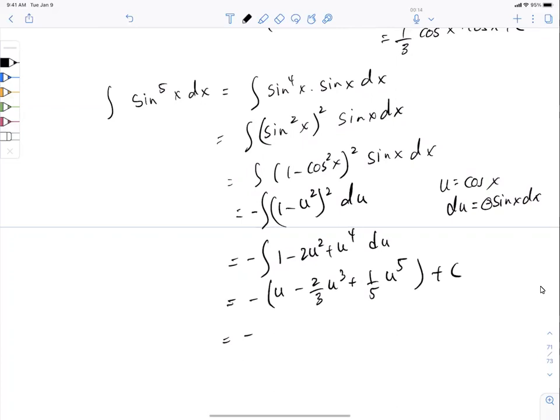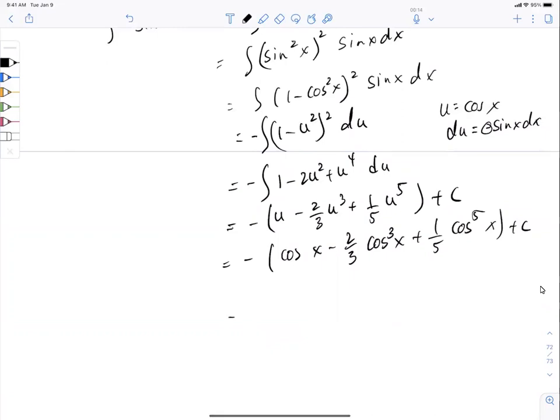And don't forget to go back and plug in your u equivalent, which is cosine. If you want to make the adjustment for the sign, you can just push the negative through. You can write them in the order that pleases you. And that's how you handle this.